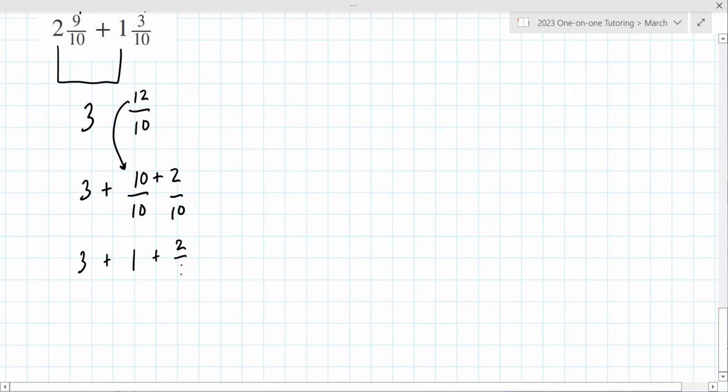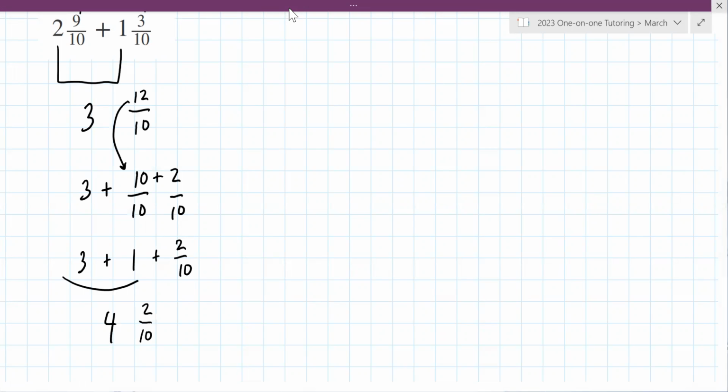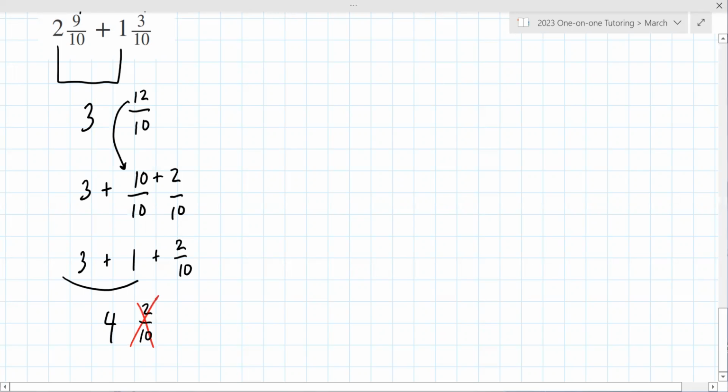Okay. So now what is 3 plus 1? 3 plus 1 is 4. So you might think your answer is 4 and 2/10. You see how that 2/10 is left over there? Yeah. But you can actually reduce 2/10.